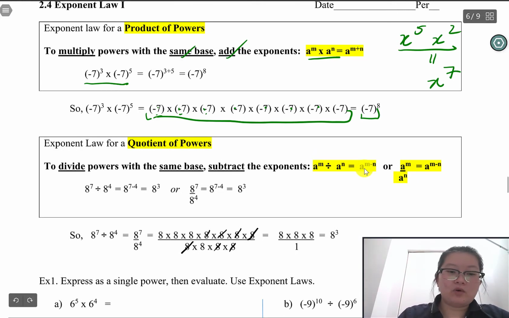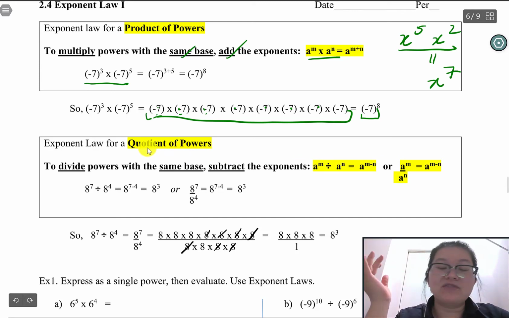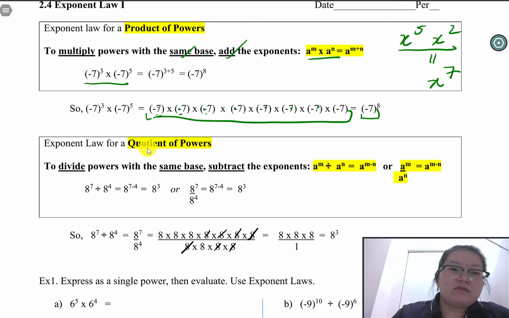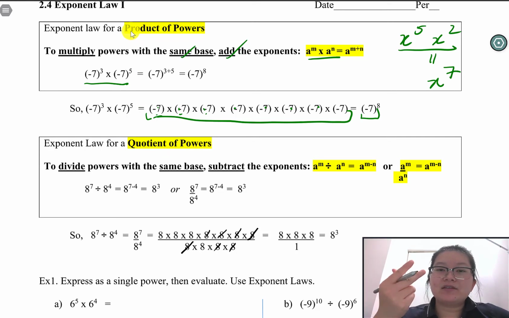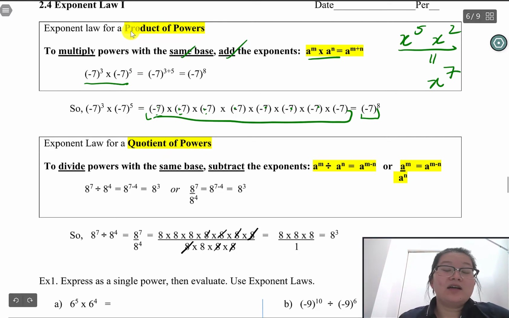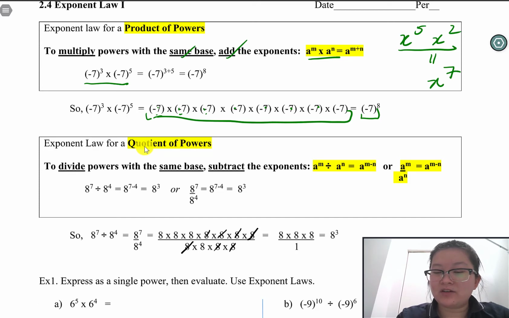If you never heard of the word quotient, it just means the answer of two things that you divide. So the product is the answer of two things you multiply. The quotient is the answer of two things you divide. Okay? So as opposed to multiplying, in our previous case, I had x to the power 5 and x to the power 2 multiplying each other. By the way, if they're stacked side by side, that immediately means they're multiplying one another. But what happens if I have something that looks like this? Okay, x to the power 5 divided by x to the power of 2.